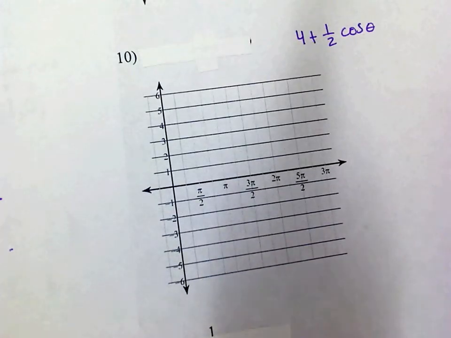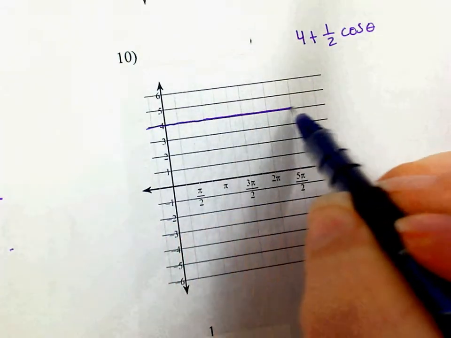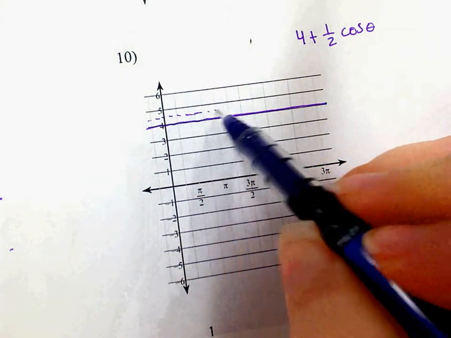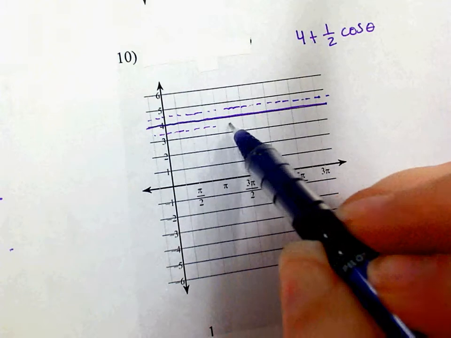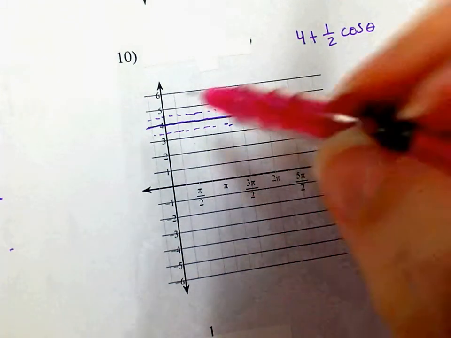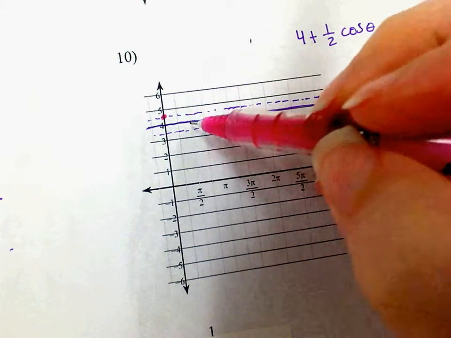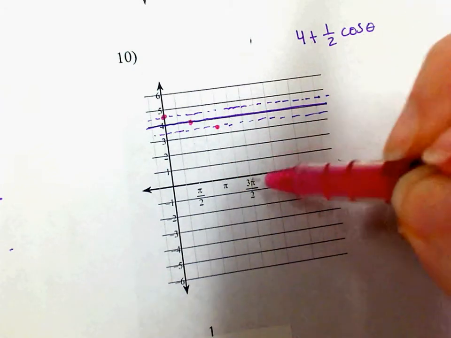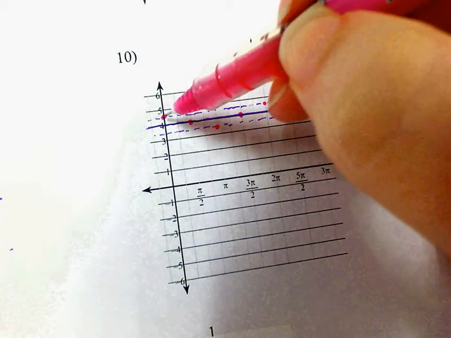4 is my vertical shift, so I'm going to go up 4. My amplitude is only a half, so I'm going to do a half. Go up a half from 4 and go down a half from 4. Cosine should start at the max and then go to the origin. So at pi over 2, at pi it should be at its min. At 3 pi over 2 it should be back at the origin. At 2 pi back at the max. And so there's my wave.